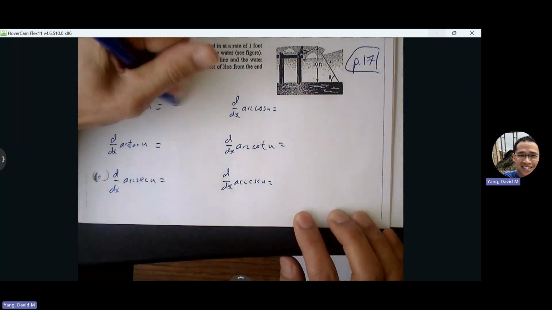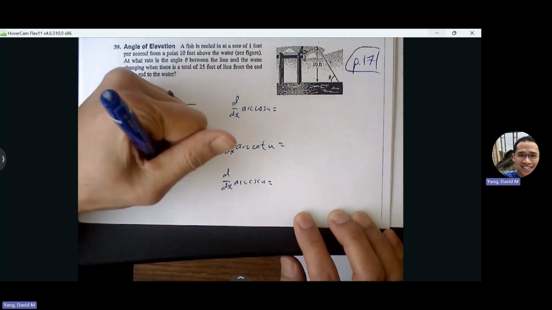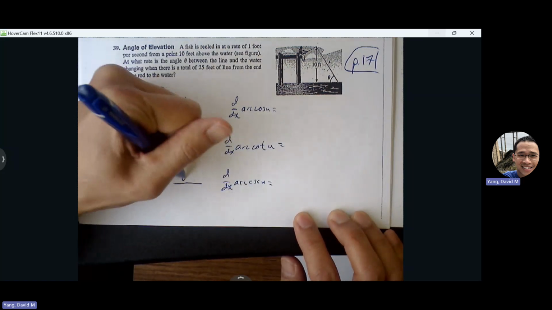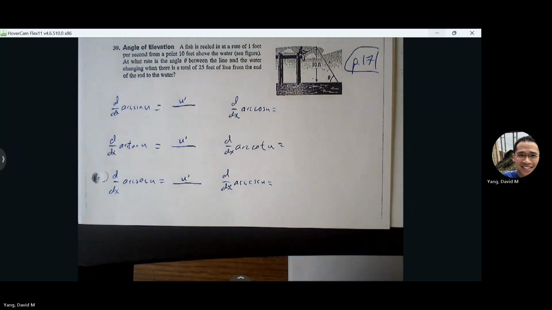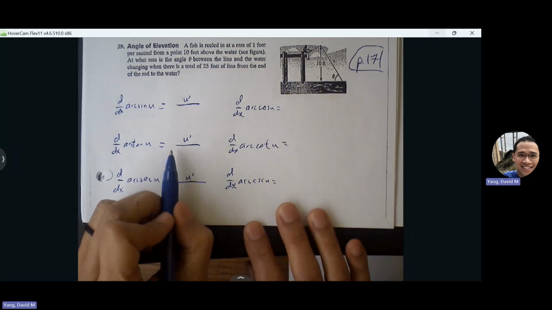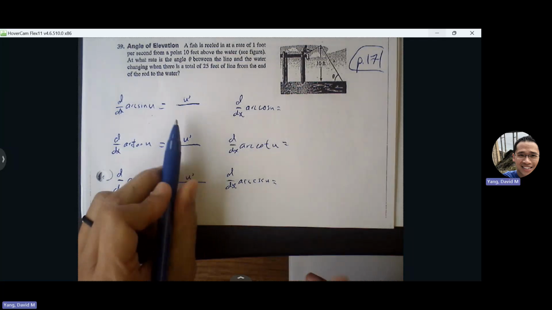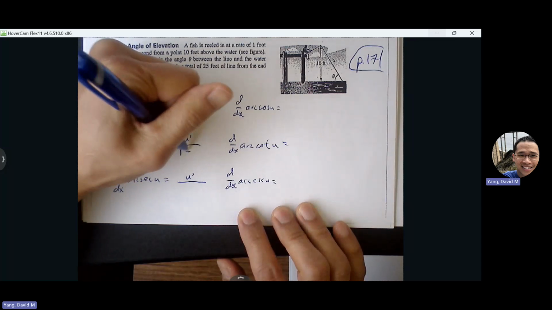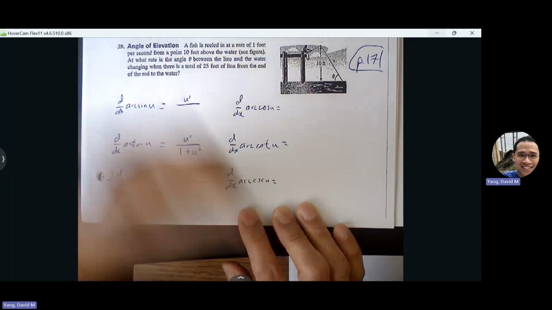Okay, so I'm going to start off. I know they're all going to be involving numerator and denominator, so we know the numerator is easy. It's just u prime. I'm going to start off with arctangent. I know they all involve 1 and u squared, but arctangent is the cleanest looking one. It's just 1 plus u squared.